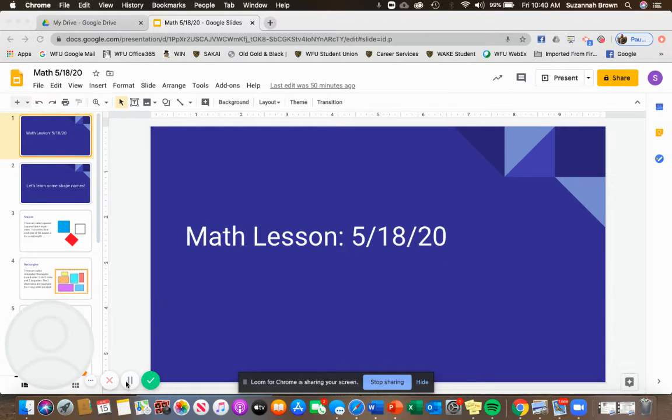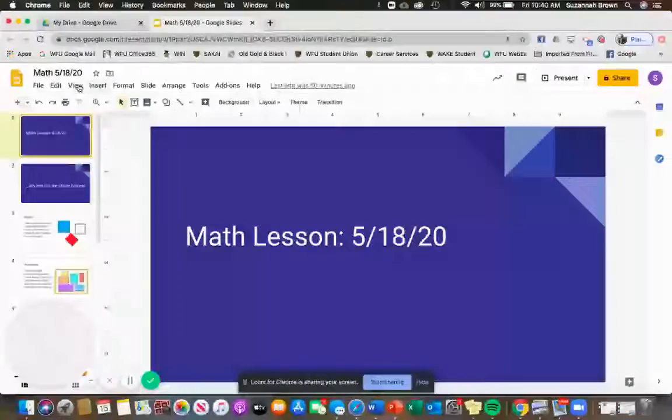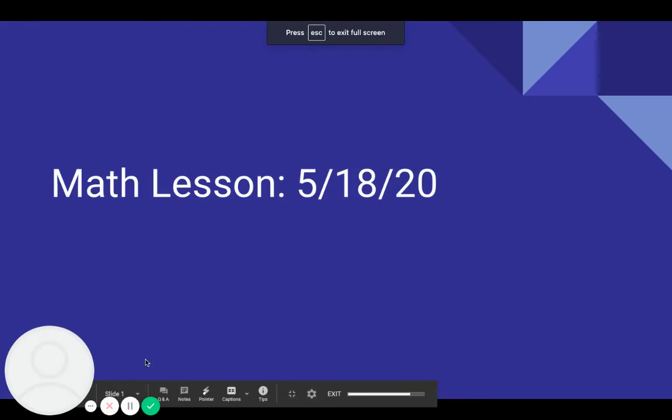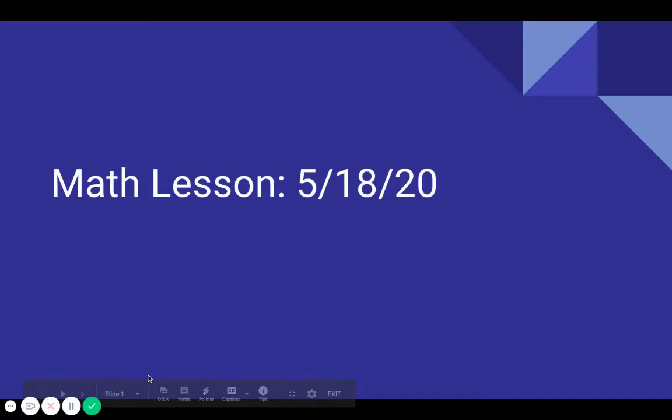Today for our math lesson, we are going to be learning about some shapes, their sides, their names, and kind of what they look like. So let's get started.